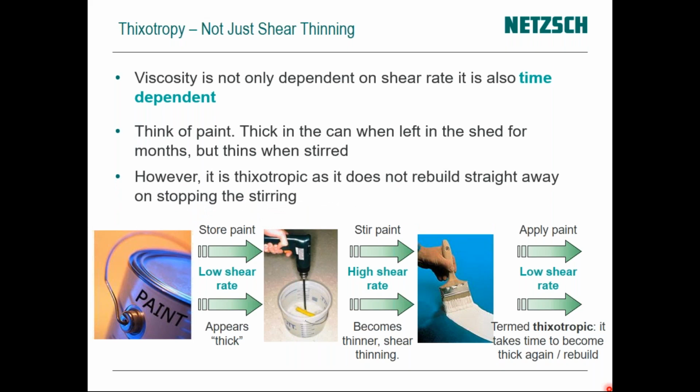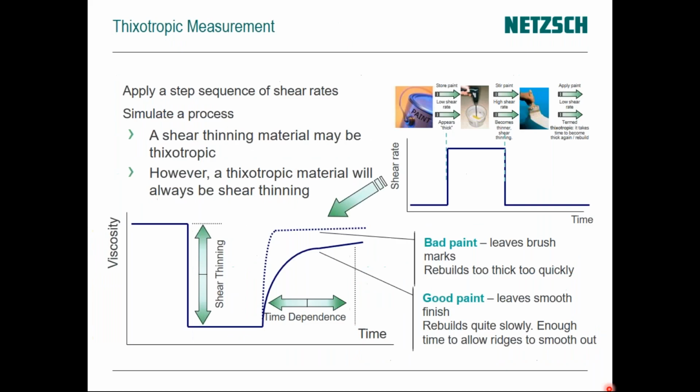Now, the rebuild time for some materials, like paint, is quite a key parameter of how it's going to behave. So you think about this: if you paint on the wall and it rebuilds too quickly, maybe it's going to leave you brush marks, especially if you sprayed a car or something with a rattle can. Then that spray paint needs to level out, right? So a good paint in this case would rebuild a bit more slowly, and that would level out, leaving a smooth finish. But if it rebuilds too quickly, you might get the orange peel effect or brush marks, you know, if you're using a brush.